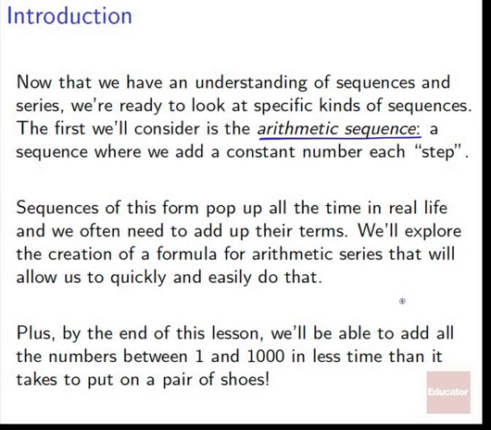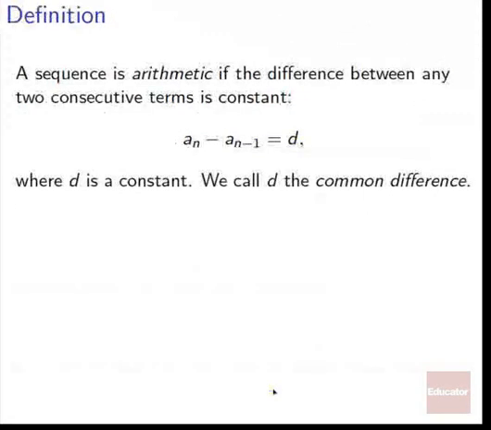Sequences of this form pop up all the time in real life, and we often need to add up their terms. We'll explore the creation of a formula for arithmetic series that will allow us to quickly and easily add up those terms. Plus, by the end of this lesson, we'll be able to add all the numbers between 1 and 1,000 in less time than it takes to put on a pair of shoes. I think that's pretty cool. So we'll be able to do something really, really fast that seems like it would take a long time, just like that.